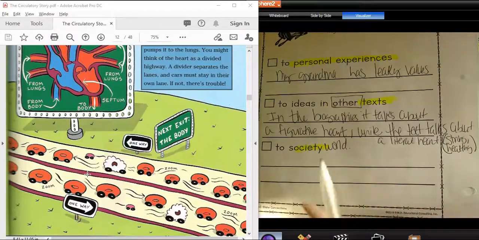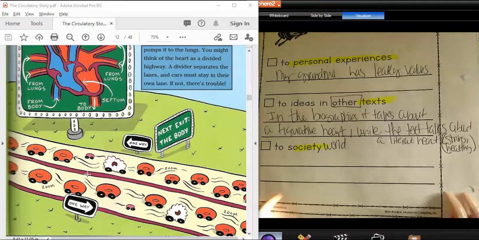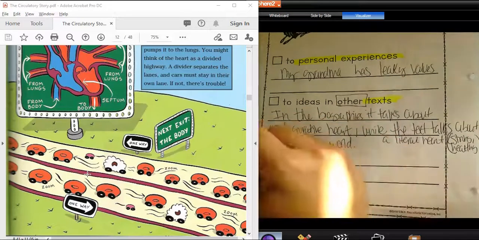Now, how can I make a connection to society, to the world, to everyday life? Remember, what does the text tell me that I should do? I know that in order to have a healthy heart, my valves have to open and close correctly. I should get enough oxygen to all parts of my body. I know white blood cells fight diseases. So that's a connection we can make to society, right? To the world. Because if I do fall, I could cut myself, right? To society. So how can I make a connection?